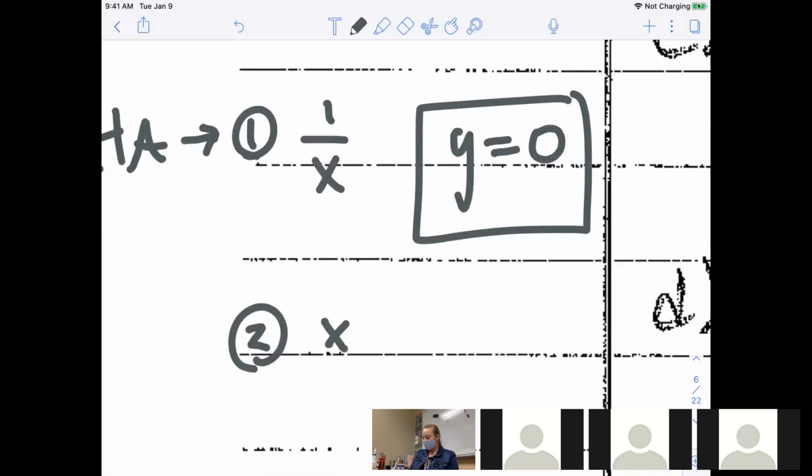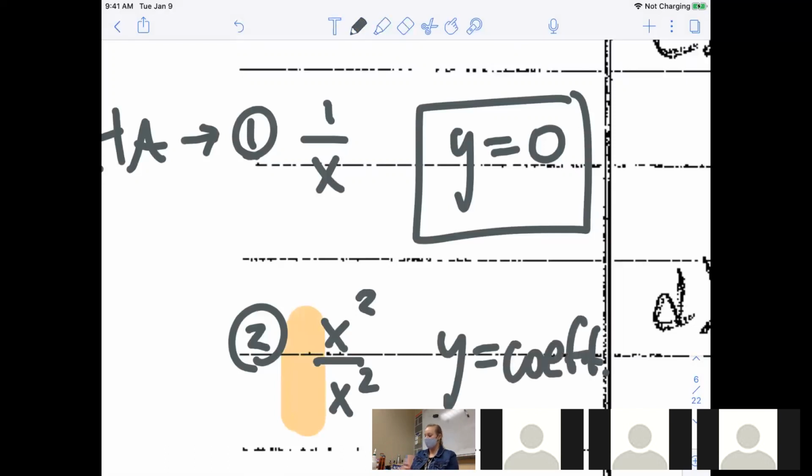What if they're the same exponent? If they're the same exponent, then we go to look at their coefficients. And I just know that my y will equal whatever the fraction of their coefficients is. So I'm just physically writing coefficients here because I don't know what that is in each case.